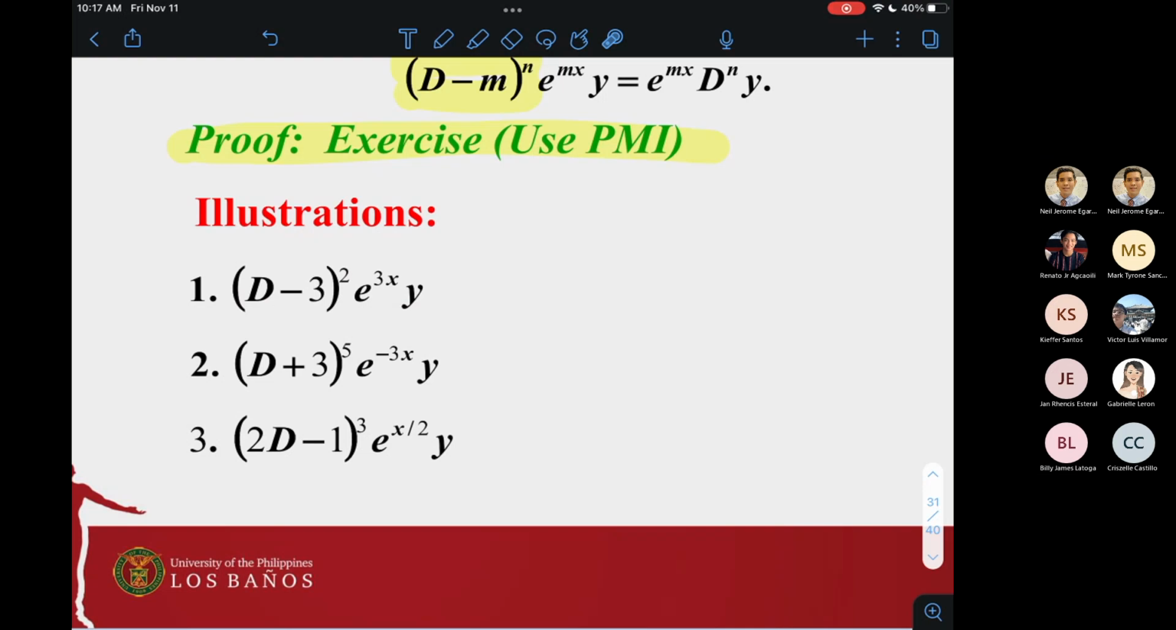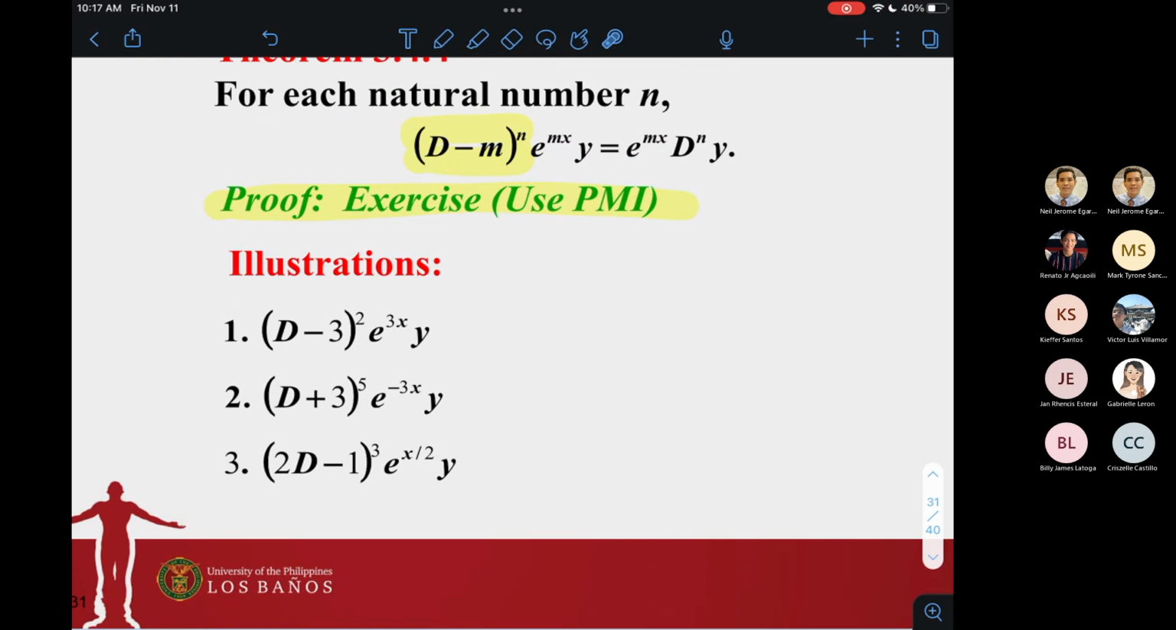Pero tingnan niyo yung form. Ang ganda ng form niya kasi yung m, yung subtrahend ay 3, yung exponent ni e ay merong 3x. So the coefficient here and the subtrahend here match. Subtrahend lang pala, so yung constant na 3 lang yung kailangan kong tingnan. Sabi ng theorem 3.4.4, easy lang yan. Ilabas mo lang yung e^(3x) times the second derivative of y. And that's it. Right?